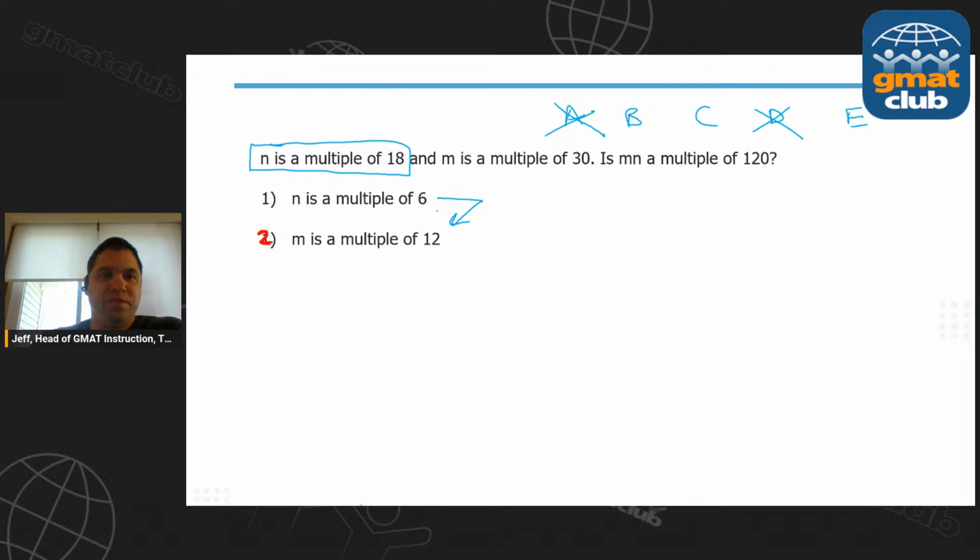So statement 1 is out, and we're not even going to have to use it. Now, why is statement 2 so useful, and why is the answer B, which many of you put?